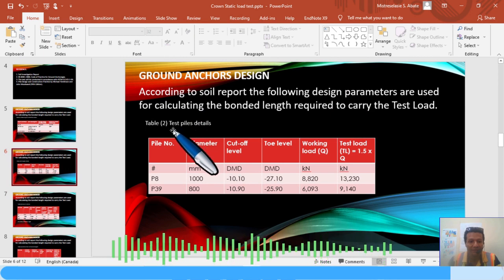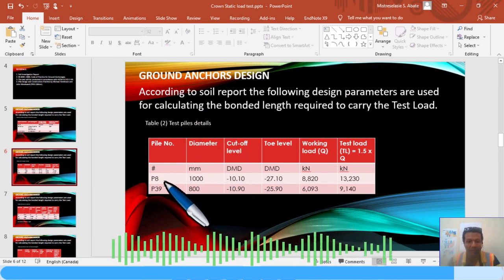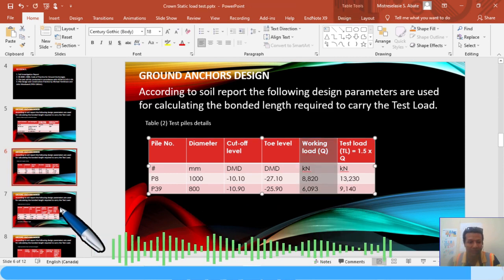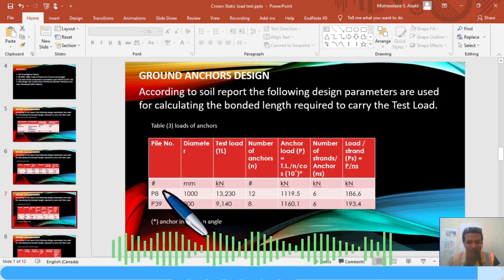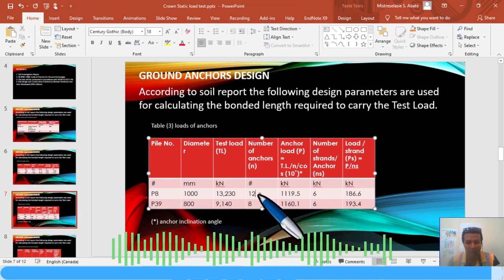The second one is test pile detail. We have two test piles, P8 and P39, and the diameter is 1800. Cutoff levels, toe levels, working load and test load are given. The test load is 1.5 times the working load; you can multiply and find it. Then the load of anchors. For the two piles, P8 and P39, the test load is 13,230 kilonewton and 9,140 kilonewton. For the number of anchors, the proposed number for P8 is 12, and for P39 it is 8.